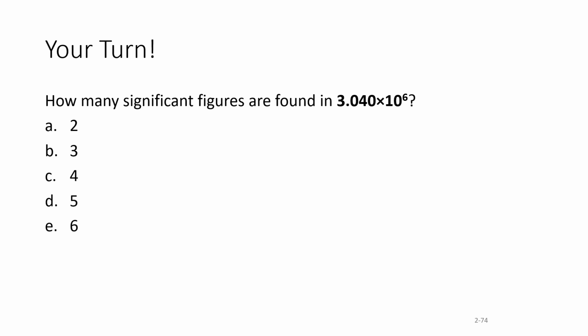How many significant figures are found in 3.040 times 10 to the 6th? Using our rules, this and this are automatically significant because they're non-zero digits. This is a zero sandwich, so it's significant. And this is at the end of a number that contains a decimal point, so that one's also significant. So there are 4 significant figures.